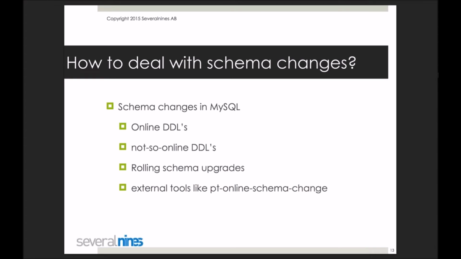We have the rolling schema upgrade approach. So if we have master and slaves, we can implement the change one slave at a time, going through the topology. And then we can use external online schema change tools like pt-online-schema-change, for example.